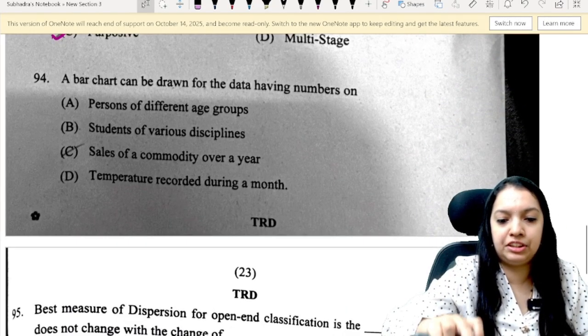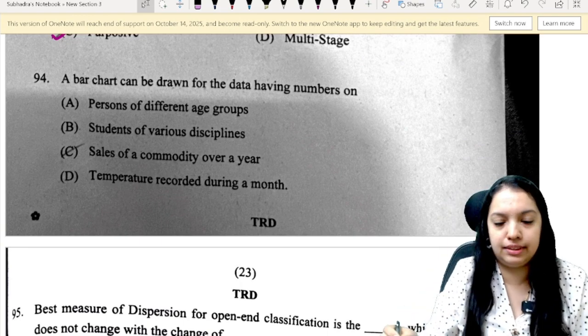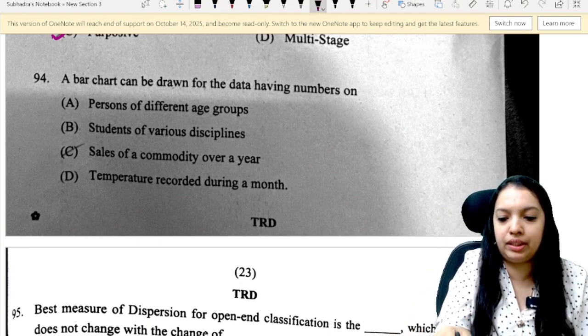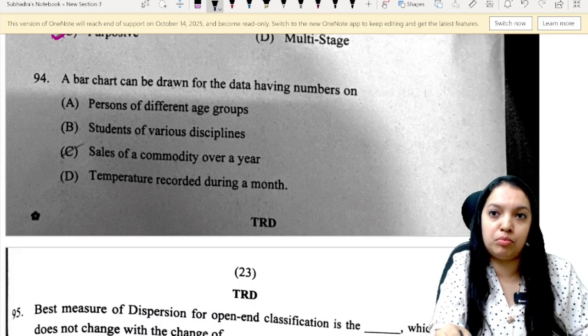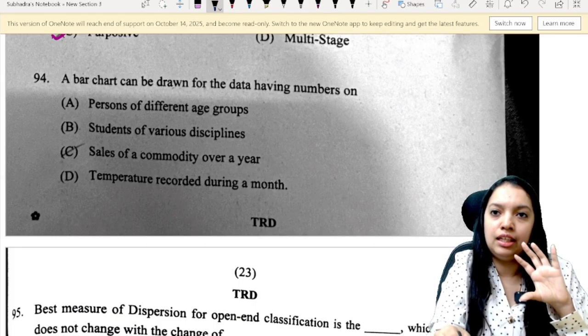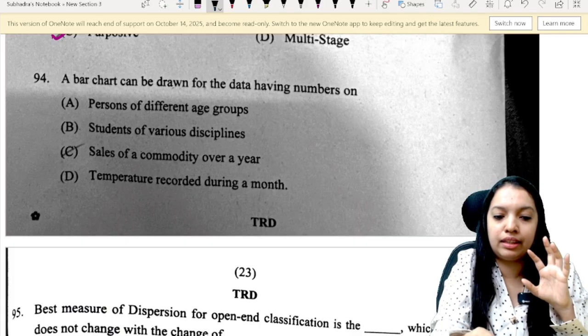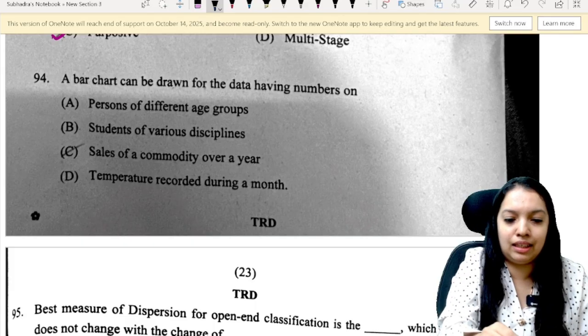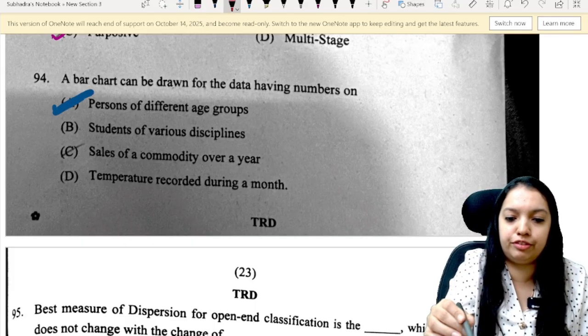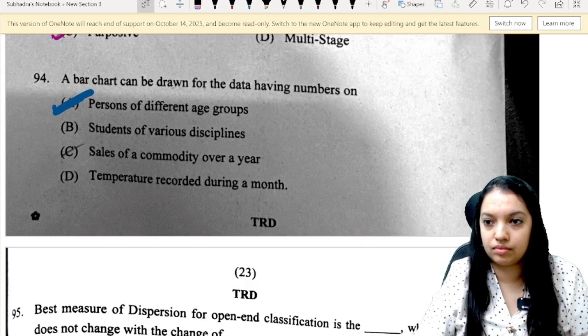Next, a bar chart can be drawn for dash. See, when it comes to temperature, usually this is under a line chart. Sales of a commodity over a period of years is usually under a pie chart. Category of students under disciplines is again under a pie chart. It has to be number of persons of different age categories.